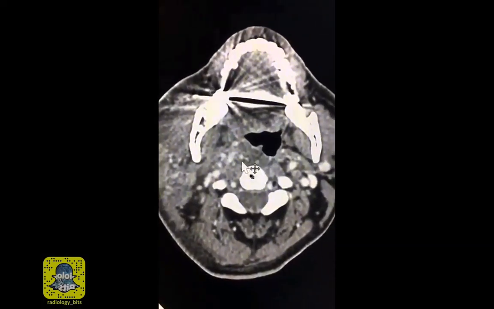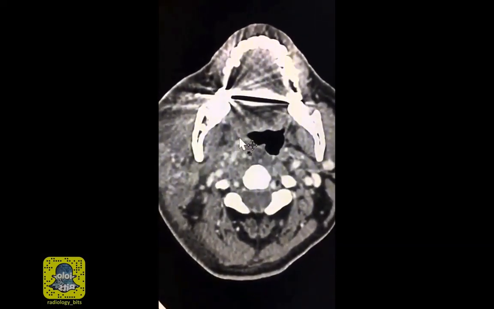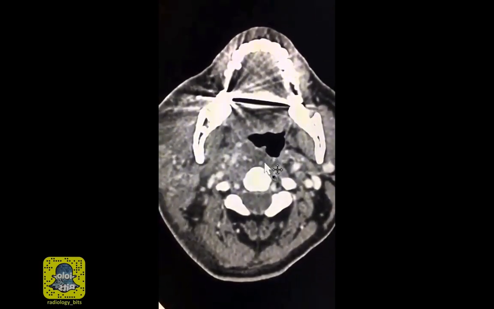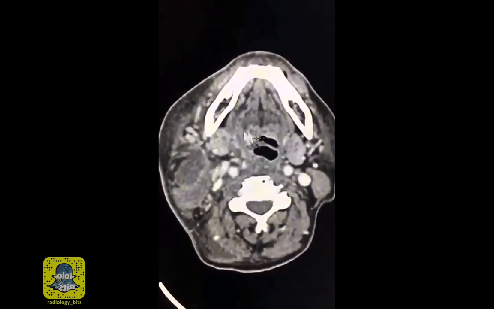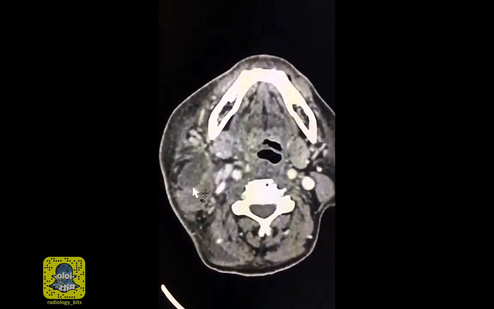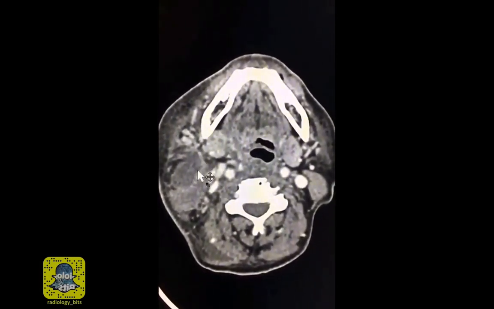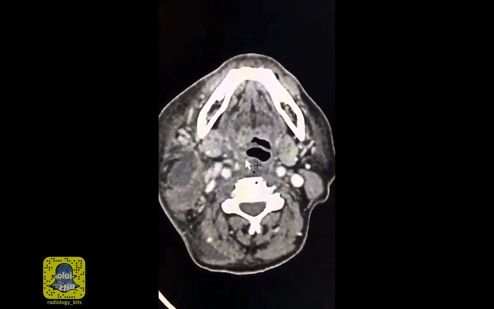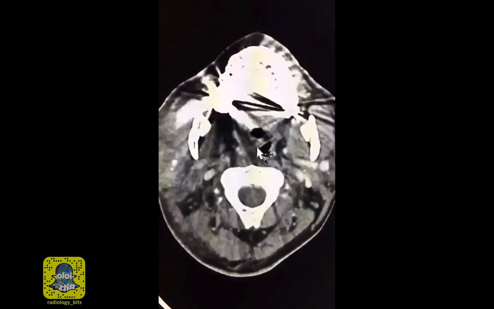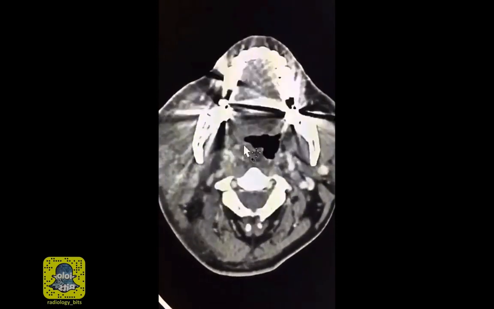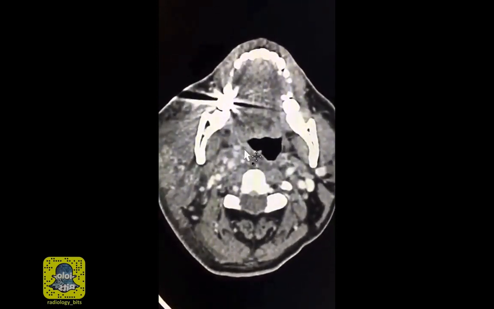It's very important to notice, as we described before, that there is distortion of the right side of the oropharynx, meaning that the lesion is not as isolated superficially as we think. It has a deeper component. Now there's fullness in the right side of the oropharynx, obliterating the right-sided vallecula and the piriform sinus.